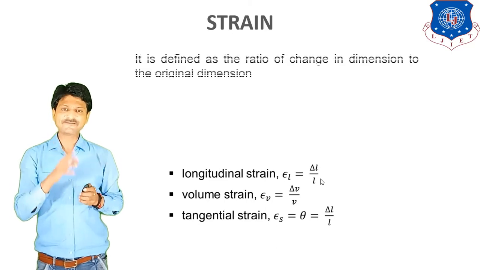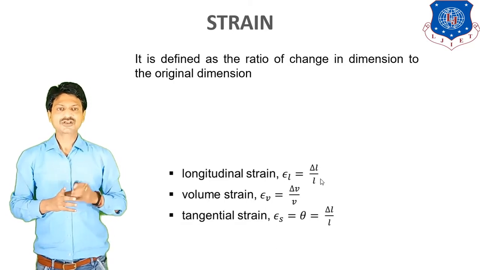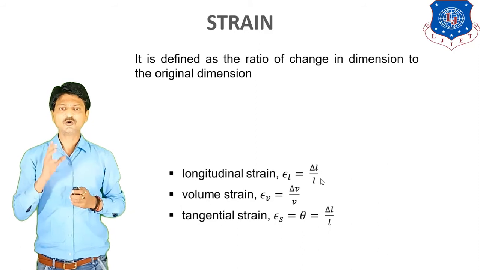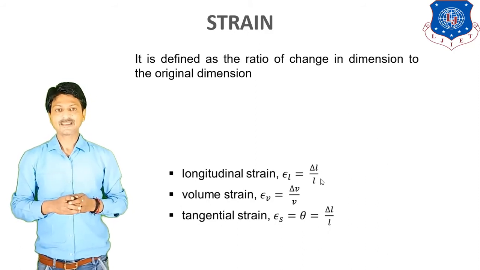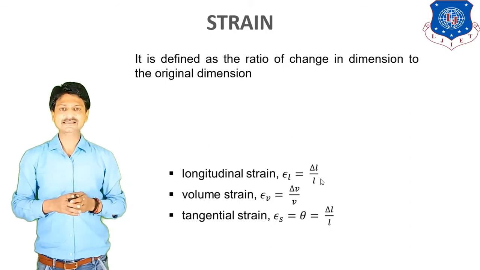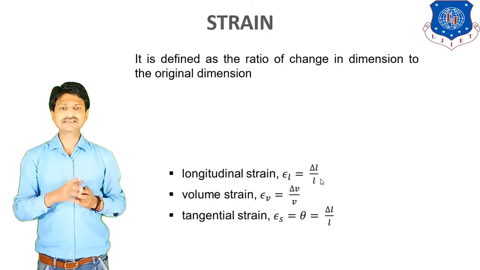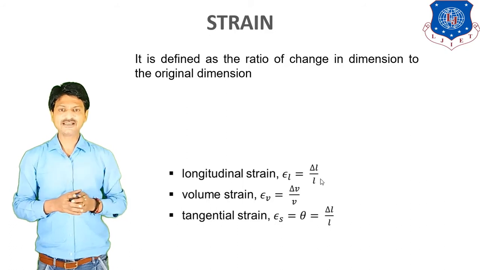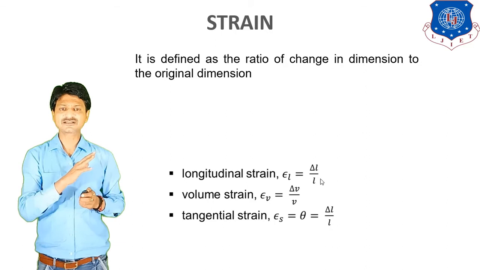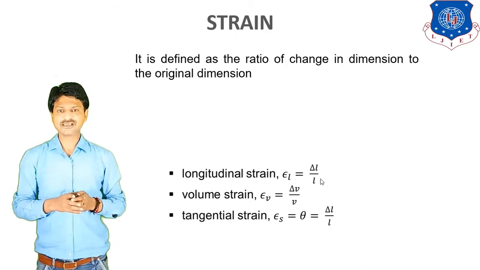Now the next is strain. It is defined as the ratio of change in dimension to the original dimension. There are three types of strains. Here, as you can see on the side, there is longitudinal strain, volume strain, and tangential strain. These three words are similar to stress.